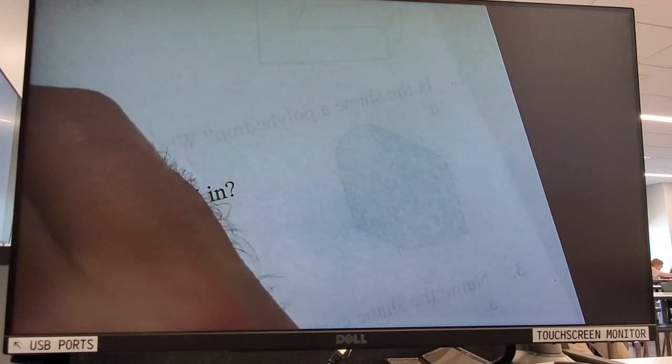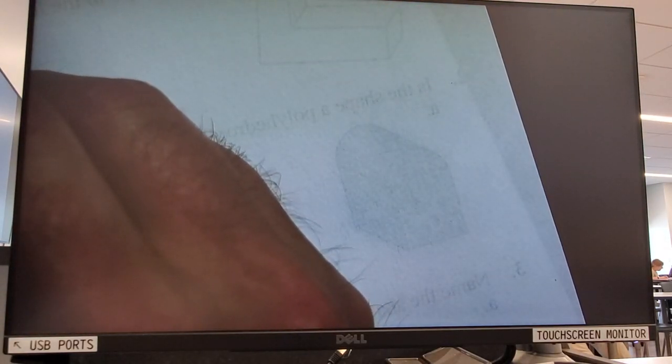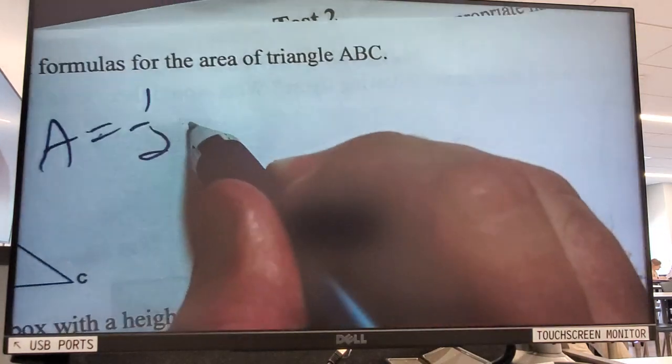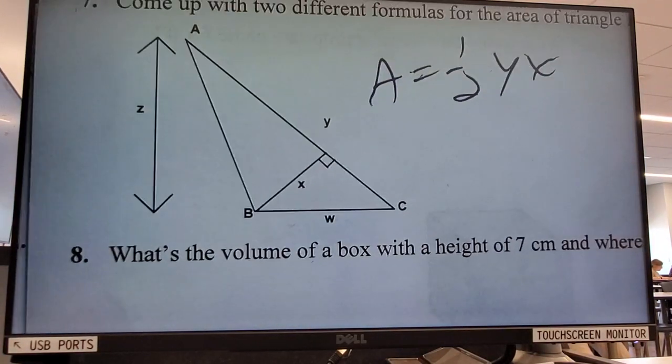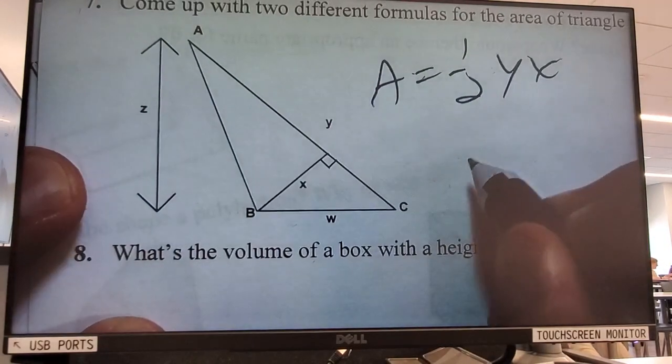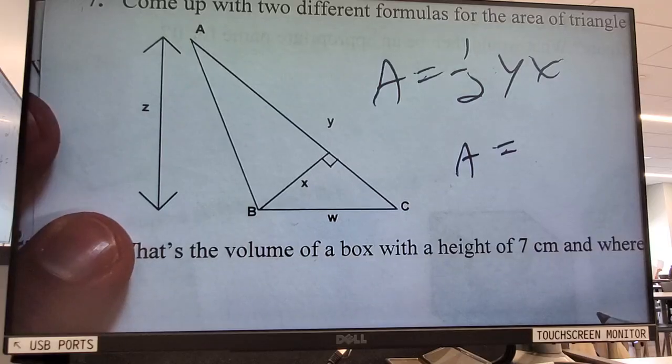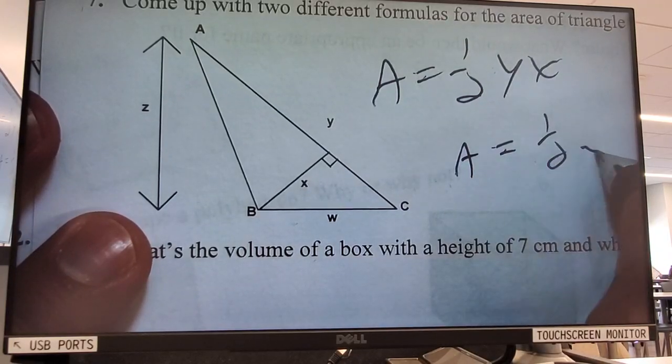One half Y times X, okay. But the way I gave it to you in the first place is still valid. What is the base, the way that it's sitting, the way I gave it to you? W. And what's the height? Z. So it's another way to get the area of this triangle. One half W times Z.